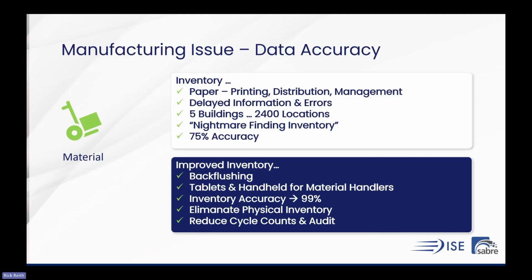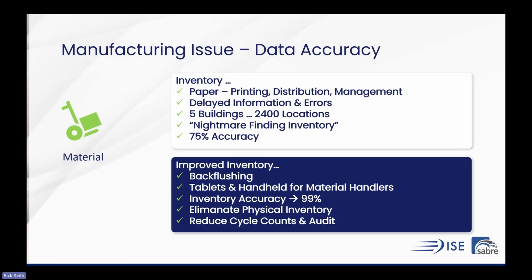They turned on something called backflushing, which I know you may or may not know about, which is consuming the inventory at the actual time that material is being used. They put tablets and handhelds out there for the material handlers, having them do the transactions when they moved material, when they took it out to the line, when they received it in at the dock. They took their inventory accuracy from that 75% all the way up to 99%.